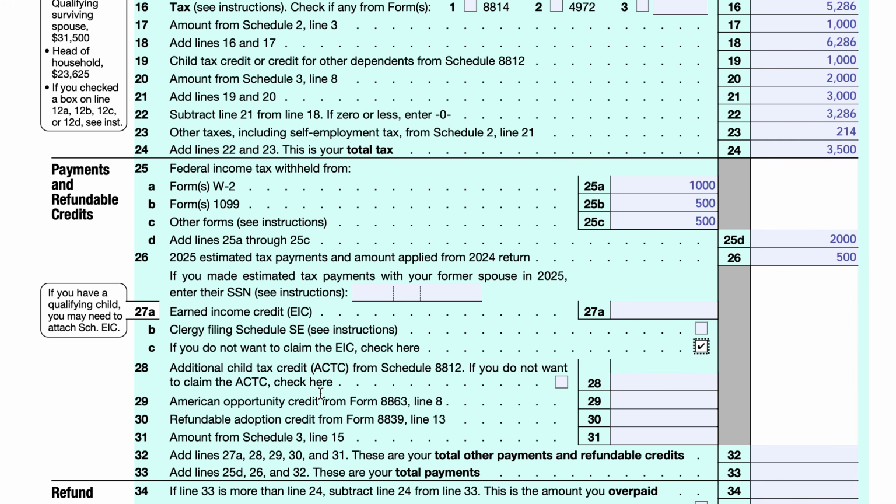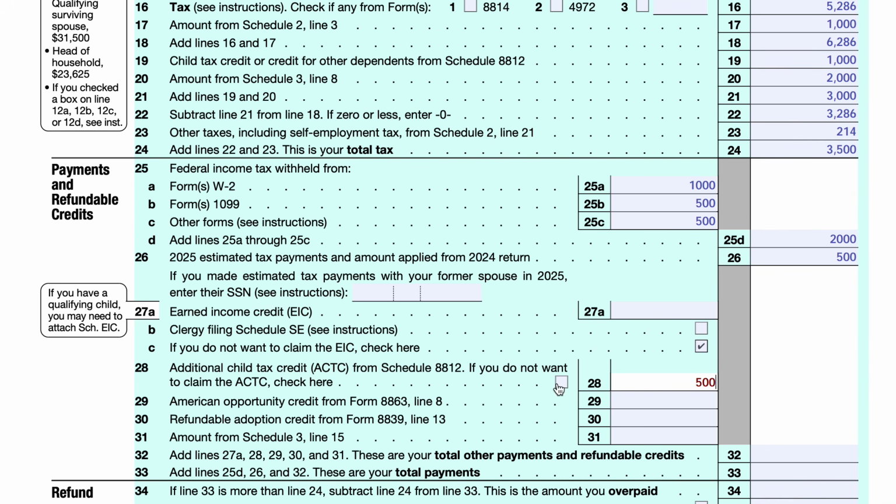Make sure that you have sufficient documentation and that you aren't taking what the IRS would consider to be a frivolous position. So the additional child tax credit, that would be from Schedule 8812. If you don't want to claim it, you can check there. Let's just say that we do have an additional child tax credit.